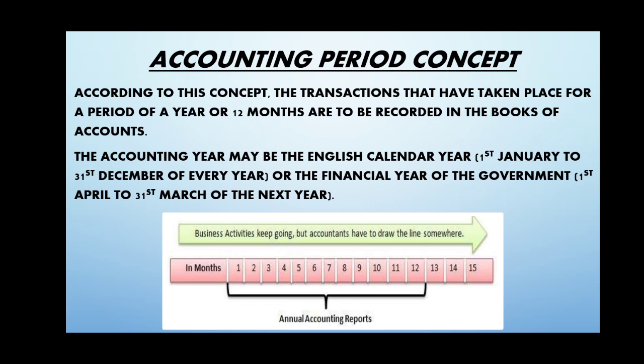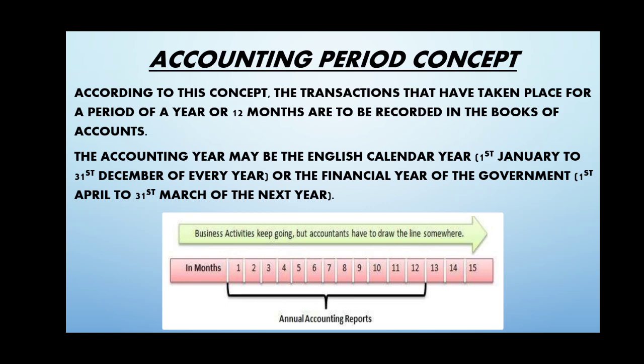The next one is accounting period concept. What is accounting period concept? According to this concept, the transactions that have taken place for a period of a year or 12 months are to be recorded in the books of accounts. Now, I told you all the life of a business is indefinite. Now, in order to provide accounting information, we are dividing the life of the business into one year. We are going to calculate the financial position, the profit and loss, the expenses, incomes based on individual year.